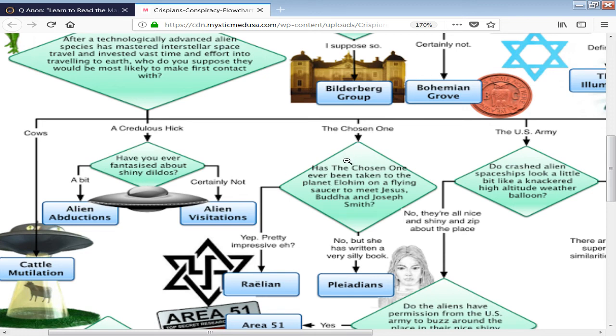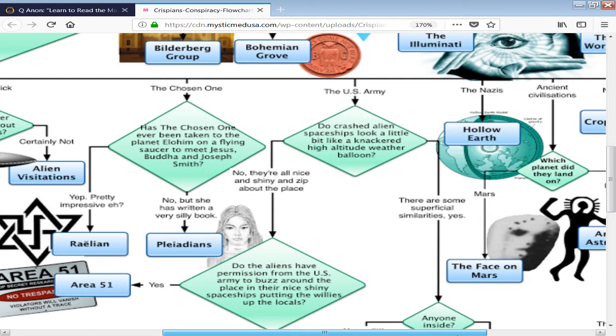Has the chosen one ever been taken to the planet Elohim on a flying saucer to meet Jesus, Buddha, or Joseph Smith? Yes, pretty impressive, huh? Raelian, and there's their symbol. Very interesting symbol. No, but has written a very silly book, which is called The Pleiades. And then if you go to the U.S. Army, it says, do crashed alien spaceships look a bit like a high altitude weather balloon? No, they're just really nice and shiny to zip about the place.